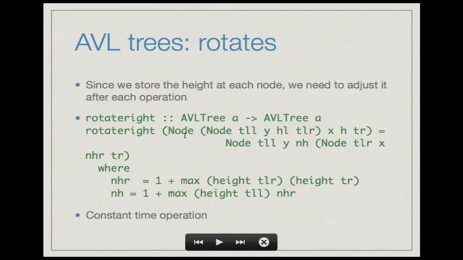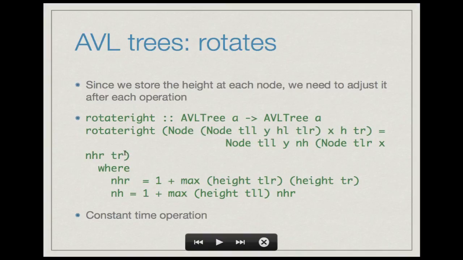Rotate right of node TLL Y HL TLR, where TLL is the left subtree of the left subtree, TLR is the right subtree of the left subtree, HL is the height of the left subtree, X, which is the root, H, which is the height of the tree itself, and TR, which is the right subtree of the original tree, equals node TLL Y NH node TLR X NHR TR.